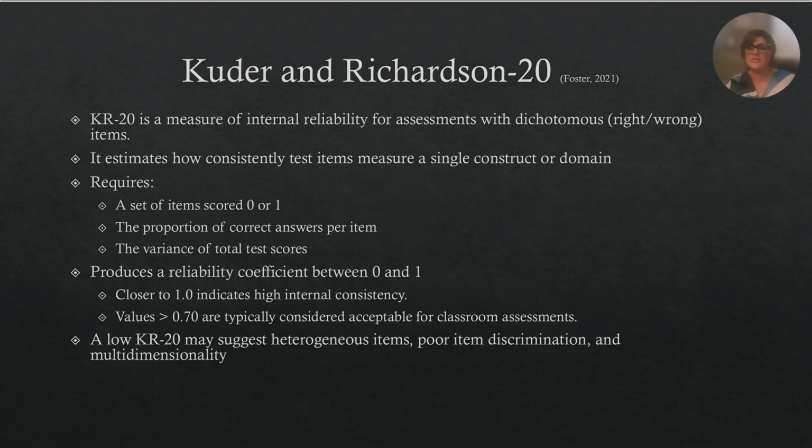What does this produce? A coefficient value between 0 and 1. When the value is closer to 1, it means that you have high internal consistency. When the value is greater than 0.7, it's acceptable for most classrooms. So you want to go closer to that 1 value in your result. A low KR20 may suggest that you have heterogeneous items, so they're testing multiple domains, there's inconsistency in the test construct, and there's poor item discrimination.